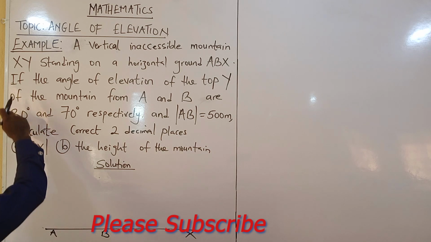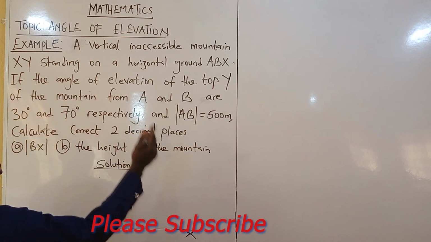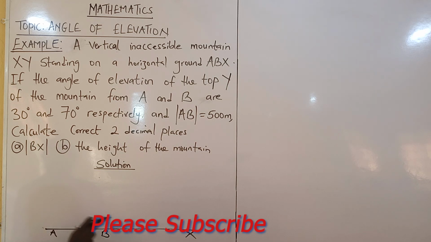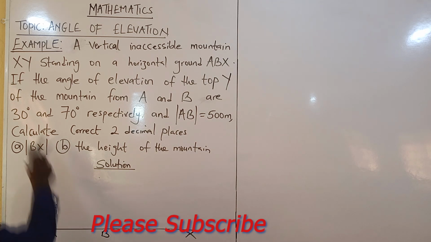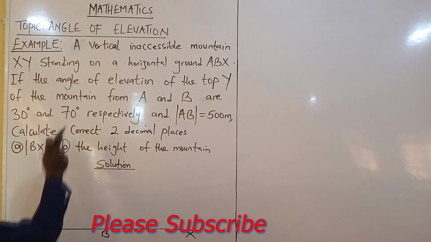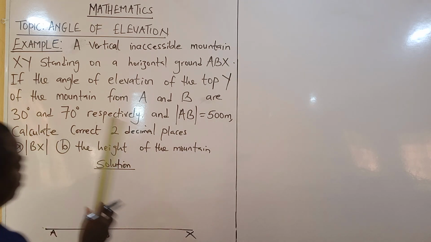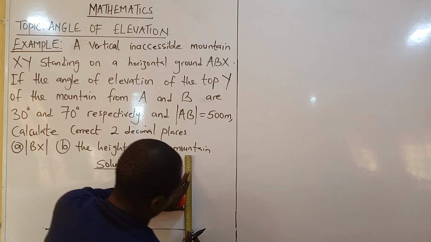Okay, let's continue. If the angle of elevation of the top Y of the mountain from A and B are 30 degrees and 70 degrees, the first angle goes for A, while the second angle is for the second alphabet. Okay, now let's have our vertical line.